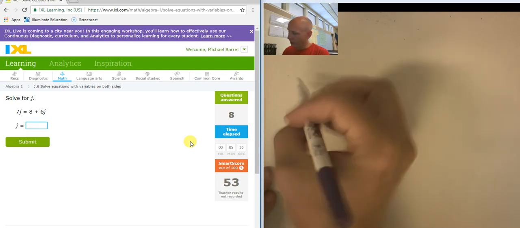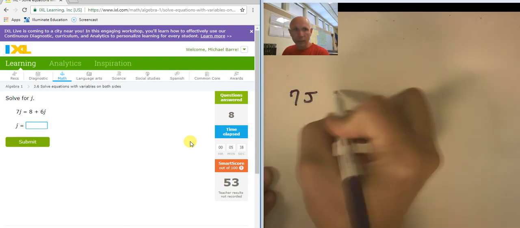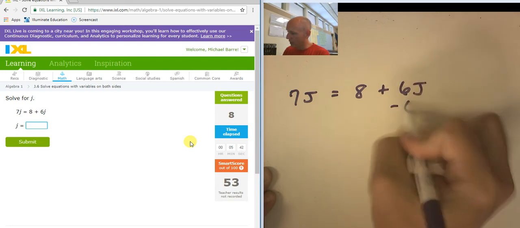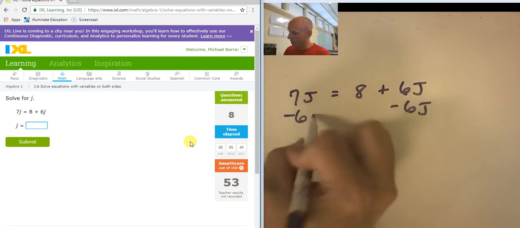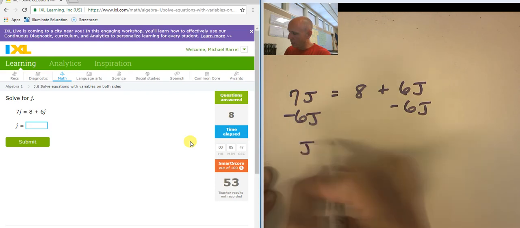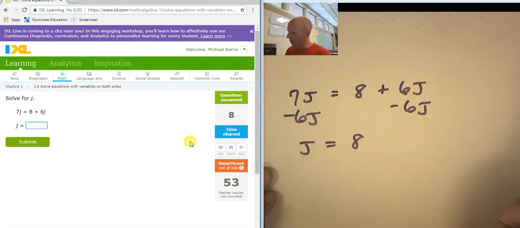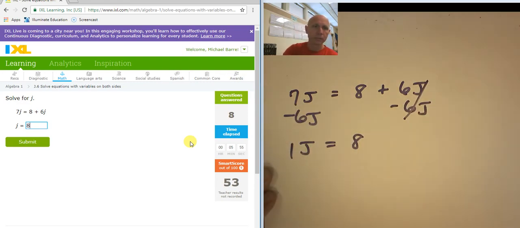Let's see, so 7j equals 8 plus 6j. Subtract 6j from both sides. That's going to give me j equals 8. Oh, yeah, just like that. Those cancel out. 1j equals 8, so j equals 8. That one wasn't too bad.